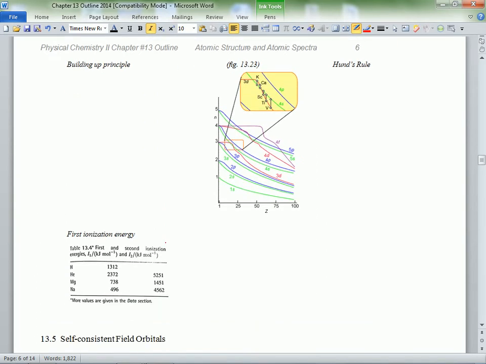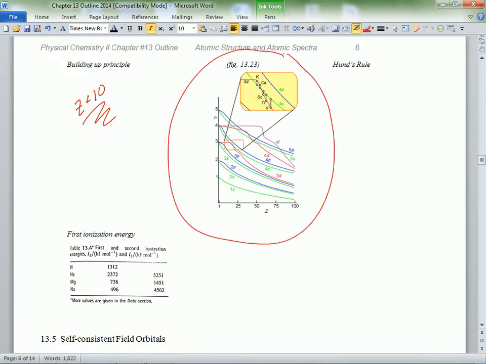The building up principle. If you have Z less than 10, then this, what we used to work over here, no problem really for getting electron configurations of what orbital fills up first, second, third. But we're just going to use this. And we spent a lot of time on our concept preview using this, so I'm not going to go over that again.